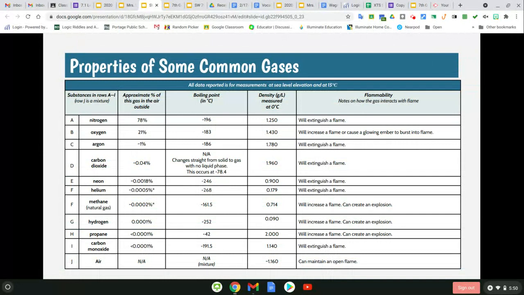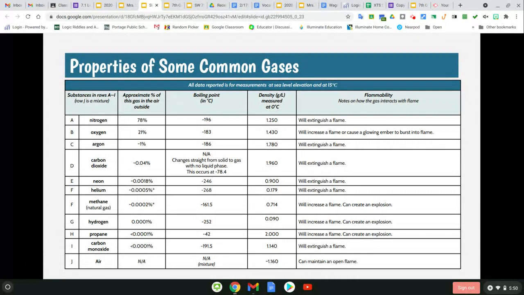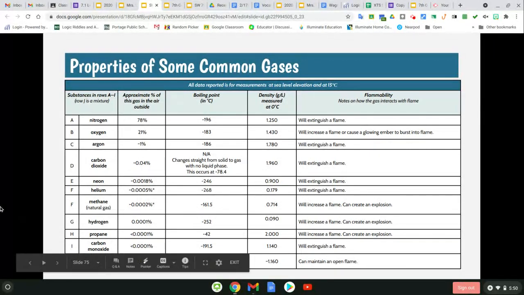All right, so those two properties are going to help us identify what the gas in the bath bomb could be. So we have all of these gases. Substances in rows A through I are all these gases: nitrogen, oxygen, argon, carbon dioxide, neon, helium, methane, hydrogen, propane, carbon monoxide. But the last row, letter J, air, is a mixture. And we know that because it's made up of a whole bunch of different gases, the ones that are listed here. So air is a mixture, and all of these others are substances.